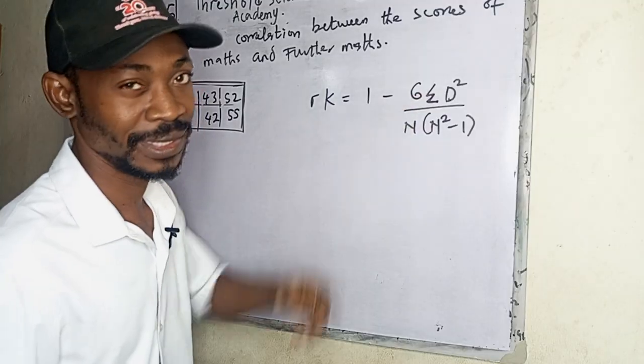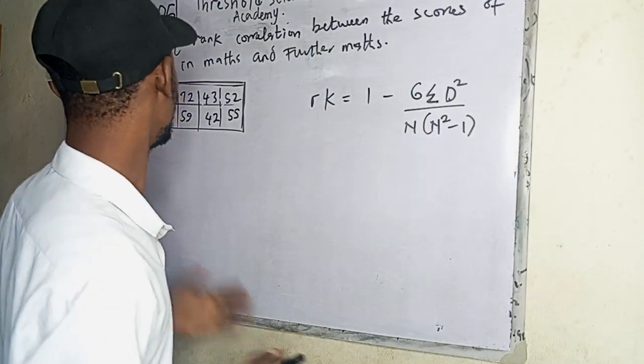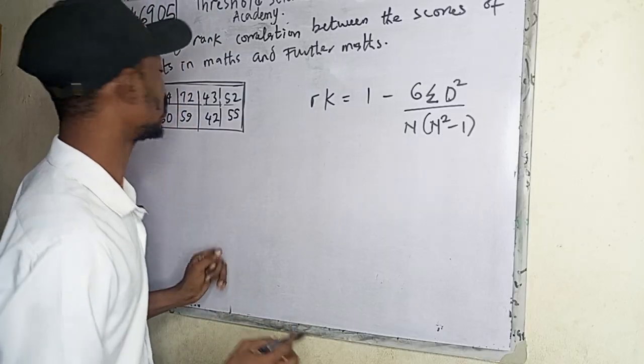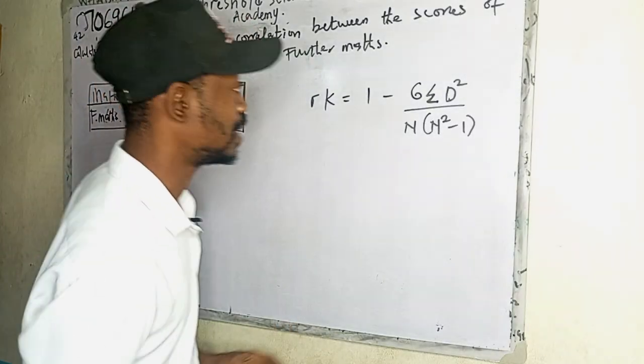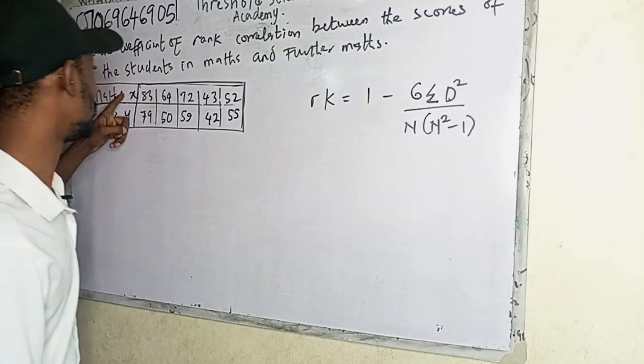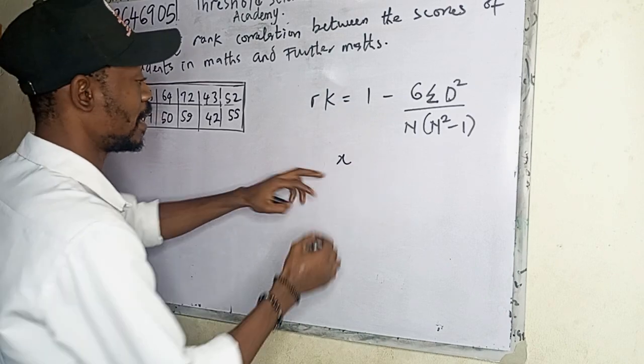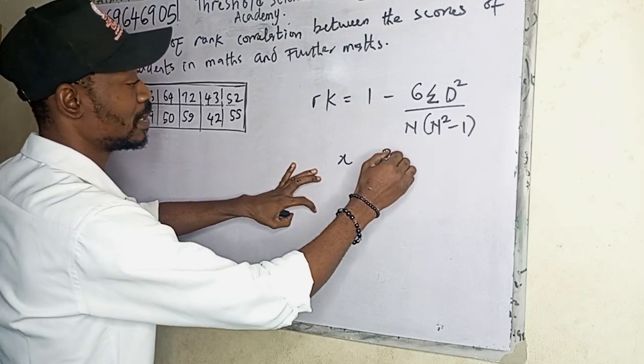But how do we get our D? How do we get the difference between the ranks of math and further math? So first of all, I'm going to have to rank math and then rank further math and then find the difference between them. So math, for easy ranking, I've made math to be X, and then I've made further math to be Y.